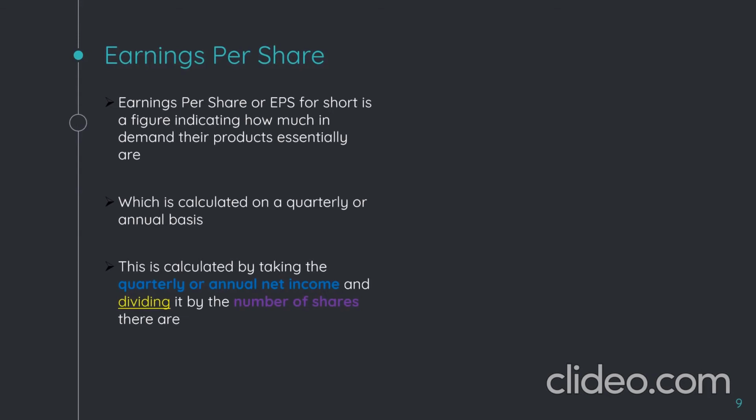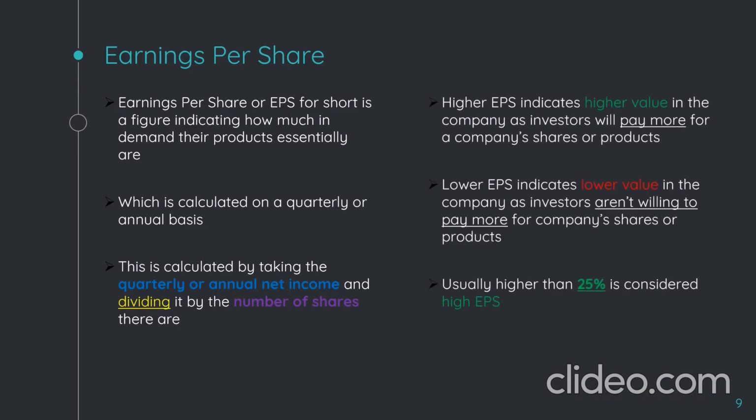Another thing to look at is EPS, which is earnings per share. This is a figure indicating how much in demand their products essentially are, which is calculated on a quarterly or annual basis. This is calculated by taking the quarterly or annual net income and dividing it by the number of shares there are. A higher EPS indicates higher value in the company, as investors will pay more for a company's shares or products. A lower EPS indicates lower value in the company, as investors aren't willing to pay more for a company's shares or products. Usually higher value than 25% is considered a high EPS.